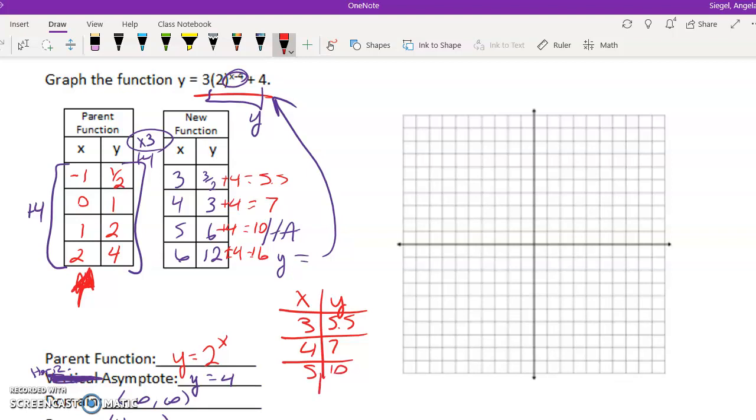Okay, so our horizontal asymptote was at y equals 4. One, two, three, four. So there's that. And then I'm just going to start plotting the points. So 1, 2, 3, 4, 5 and a half. Let's see, 4, 7, 5, 6, 7. And then 5, 10.